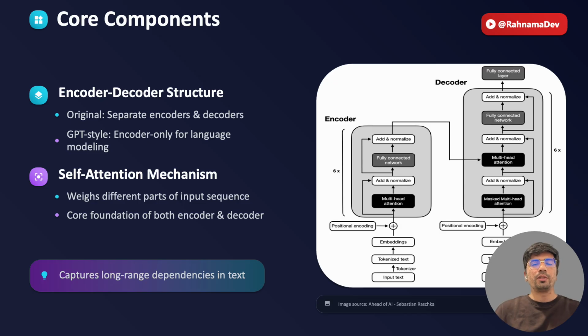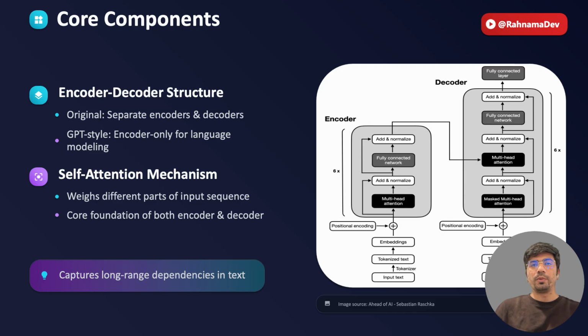Now, the real magic of transformers lies in the self-attention mechanism. This is the core innovation that separates transformers from previous architectures like RNNs and LSTMs. Self-attention allows the model to weigh different parts of the input sequence when processing each element. In simpler terms, when the model reads a word, it doesn't just look at that word in isolation. It looks at all the other words in the sequence and decides which ones are most relevant.